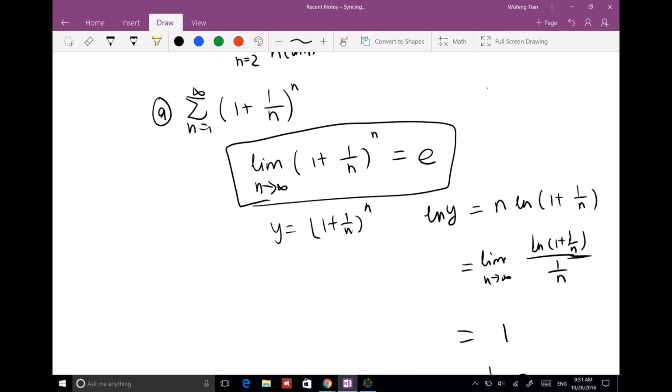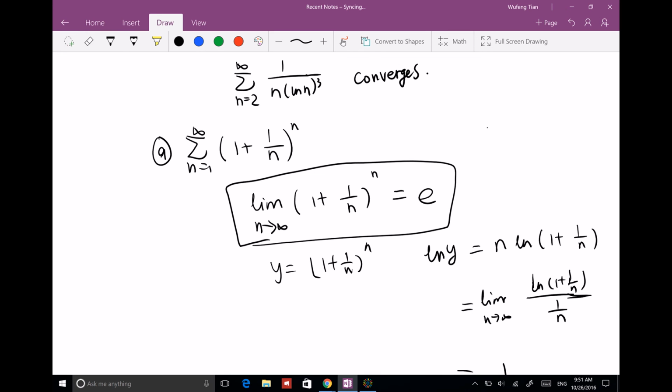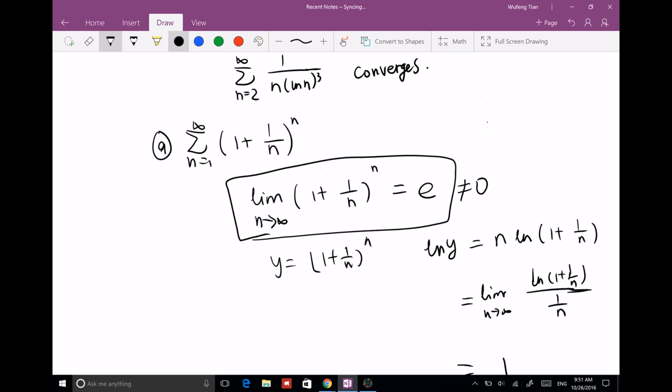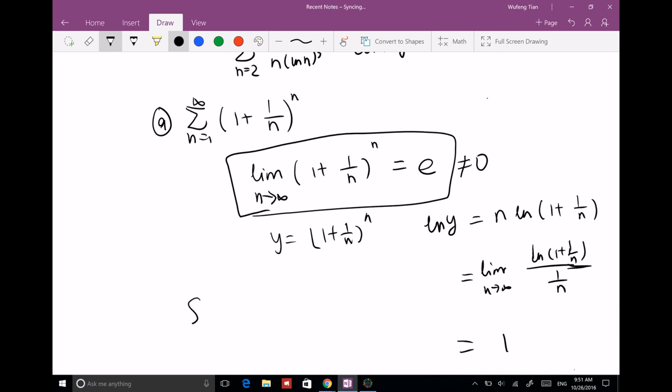And now if I do this one here, the nth term equals e, and this is not equal to 0. So the series from n equals 1 to infinity of 1 plus 1 over n to power n will diverge, because the nth term goes to e. Okay, so it diverges.